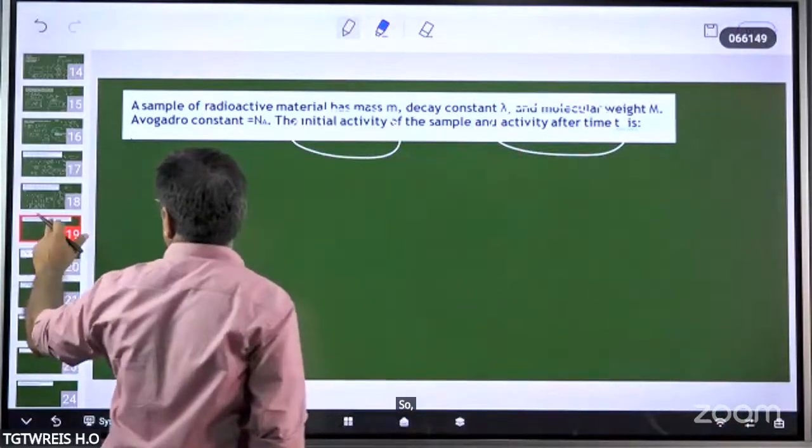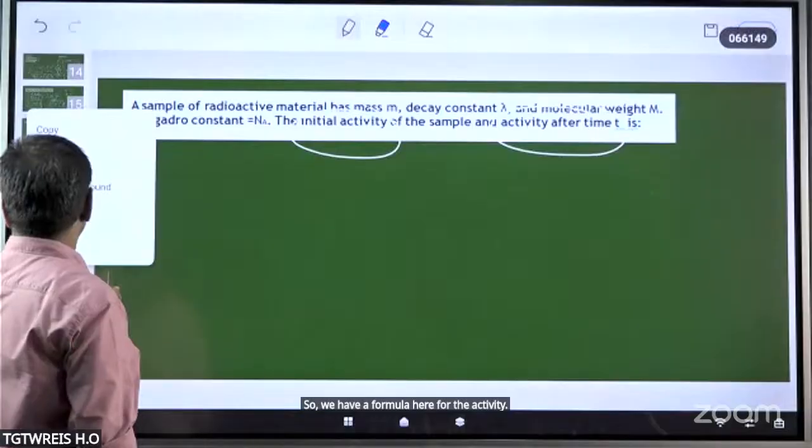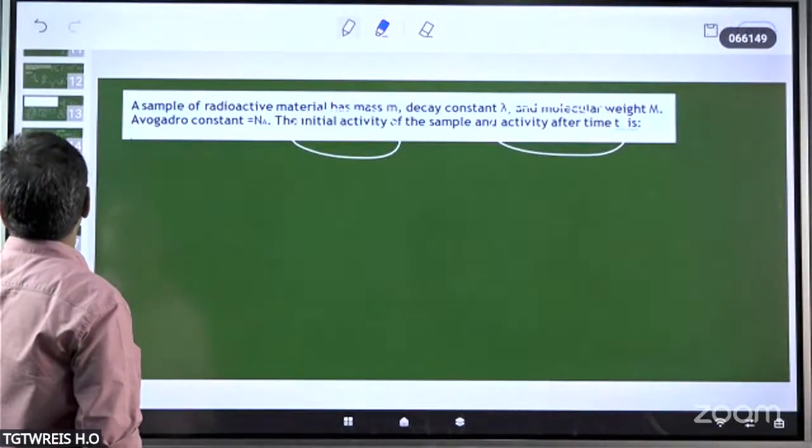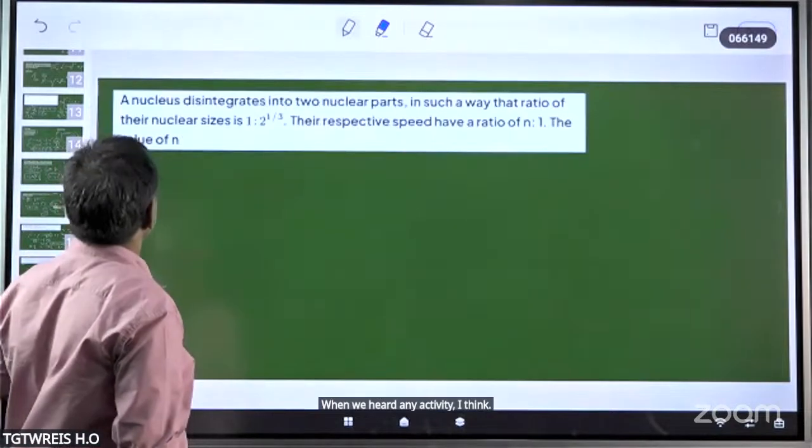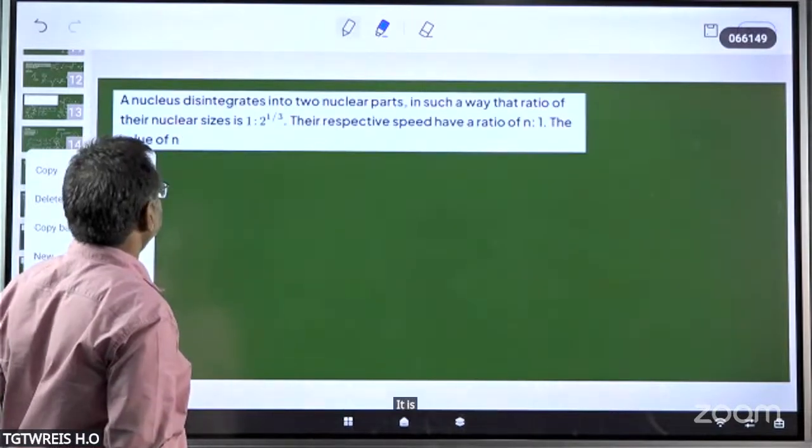So we have a formula here for the activity, which we have done. I think there is a problem.